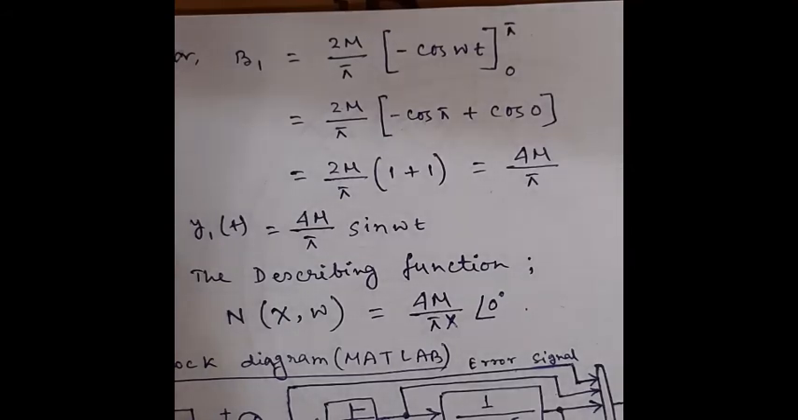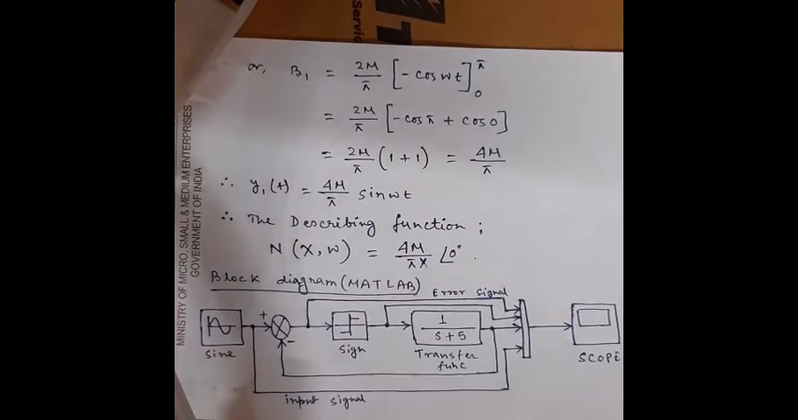As there is no phase difference, the angle will be 0 degree. So finally the describing function will become N(x, omega) is equal to 4m divided by pi into x, angle 0 degree. So we can observe the characteristics of the system's nonlinear blocks, and when we include that nonlinear block in a system, the overall characteristics we can see in the MATLAB Simulink block diagram.